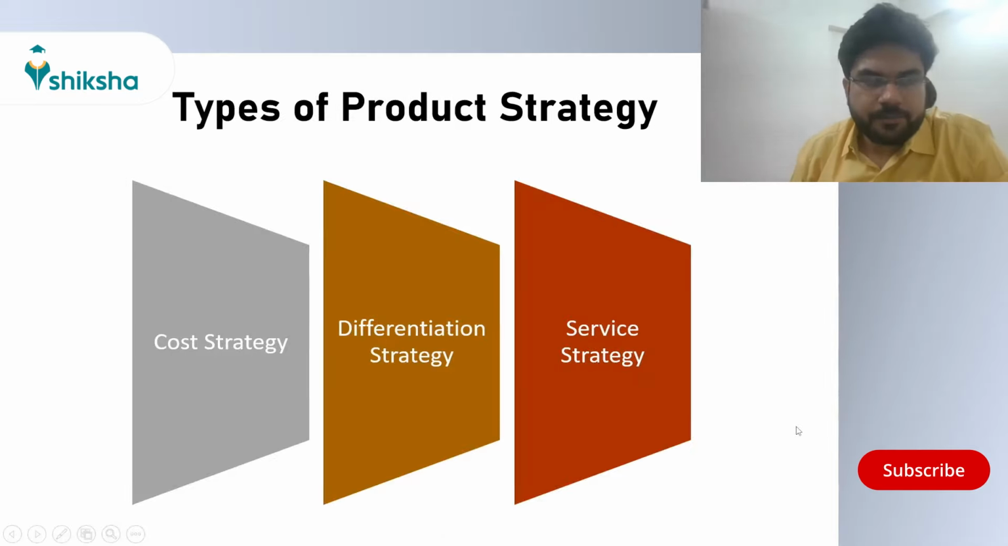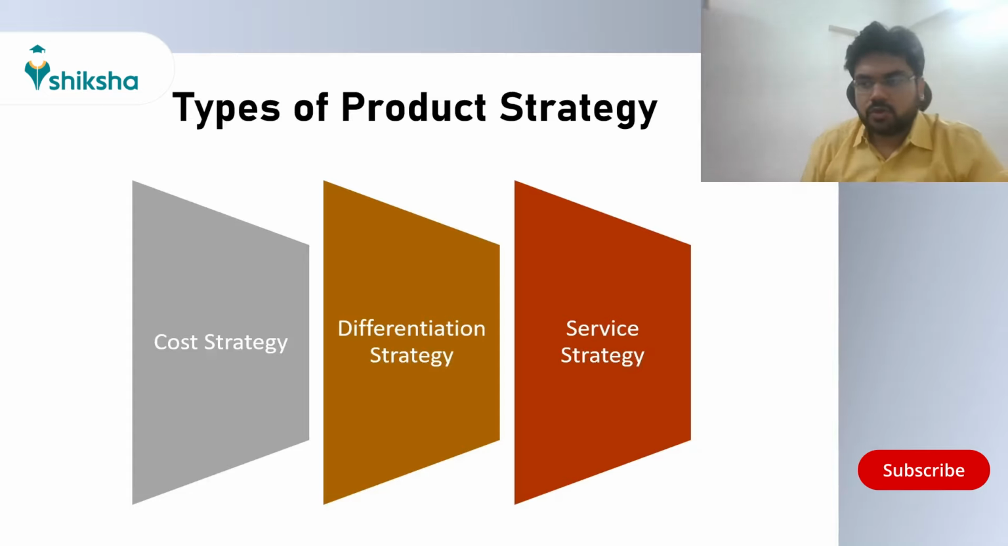So yeah, moving ahead, we now talk about types of product strategy. By types of product strategy, I mean the various business models that can be inculcated for helping our product reach our end users. There are different types of product strategy. These differ from one another very slightly often. So I have categorized them into essentially three parts: the cost strategy, the differentiation strategy, and the service strategy.